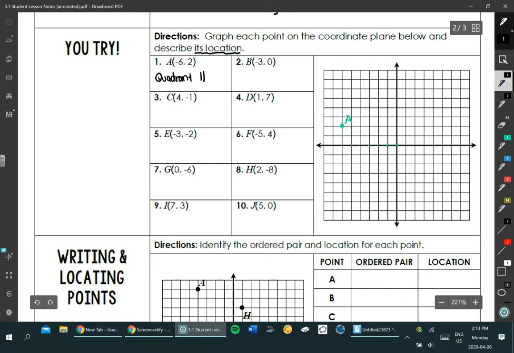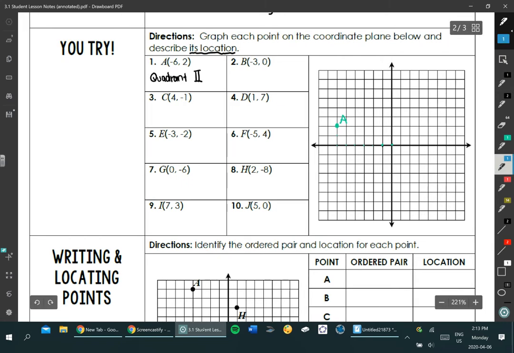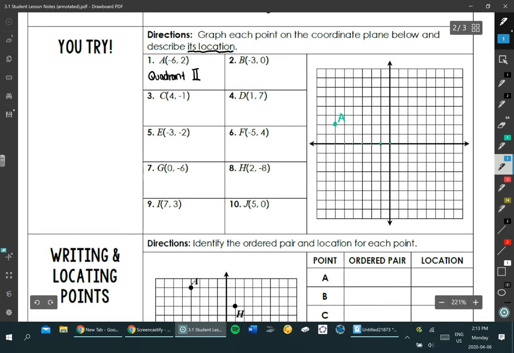Remember Roman numerals. Okay. All right, let's graph B. So again, I'm going to put my pen on the origin to start, and I look at my x-coordinate. My x-coordinate is -3, so I'm going to move backwards 3. Left 3. 1, 2, 3. I end up here. And I'm going to move 0 up or down. So that means that I'm just staying right here. And I can label that point B.